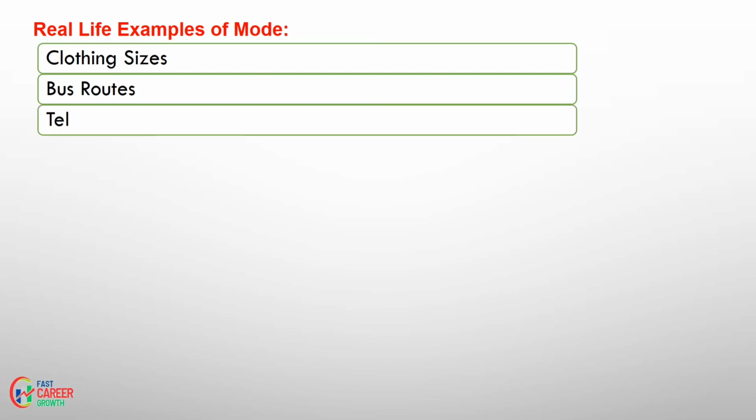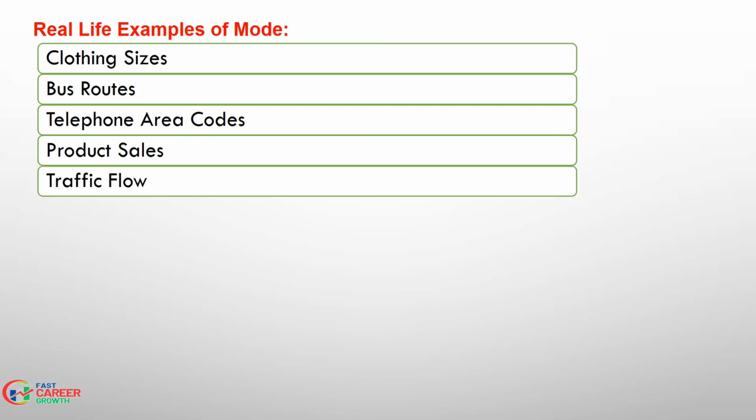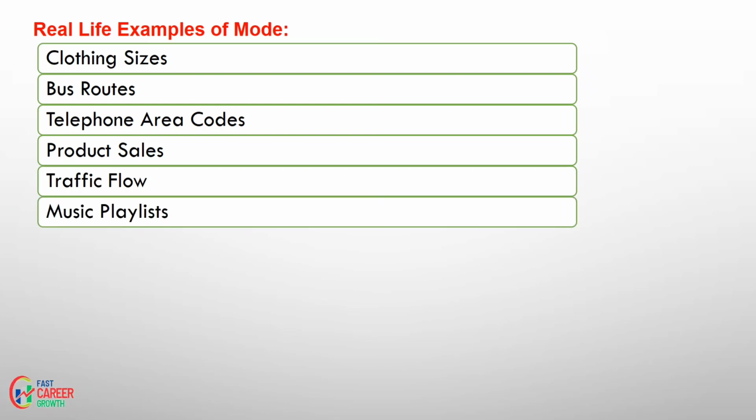Telephone area codes: in a given region, the mode area code for phone numbers may indicate the most common area code used by residents. Product sales: the mode of product sales can help businesses identify their best-selling items and make informed inventory decisions. Traffic flow: the mode travel speed on a highway during rush hour can show the most common speed at which vehicles are traveling. Music playlists: the mode song in a music playlist is the one that appears most frequently, reflecting the user's favorite or most frequently played track.